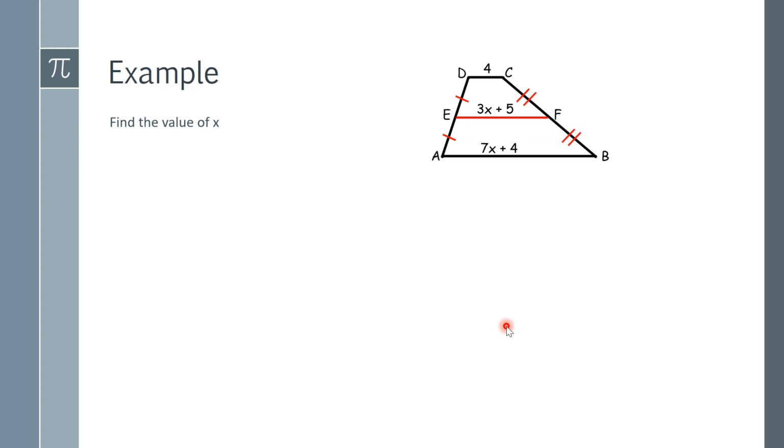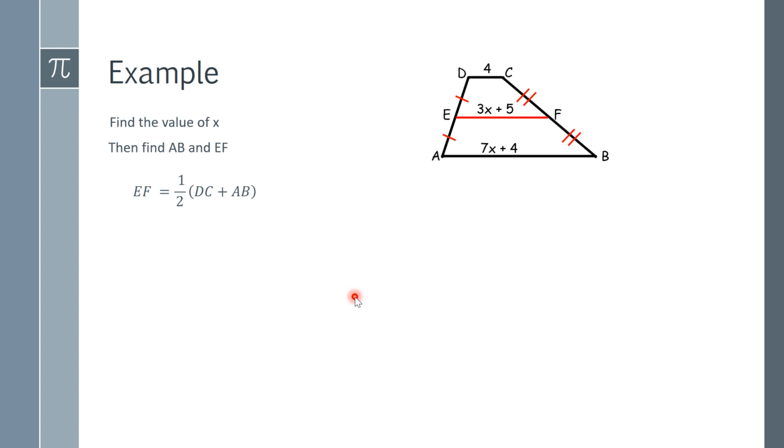So here is our trapezoid. We have a trapezoid with the bases of 4 and 7x plus 4, and the mid-segment is 3x plus 5. To find x in this particular problem, we're going to have to set up an equation. After we do that, we're going to have to find AB and EF as well. So we're going to do both of these things together here. To find EF, or to find x, we're going to set up this equation. EF, which is the mid-segment, is going to equal half the sum of BC and AB.